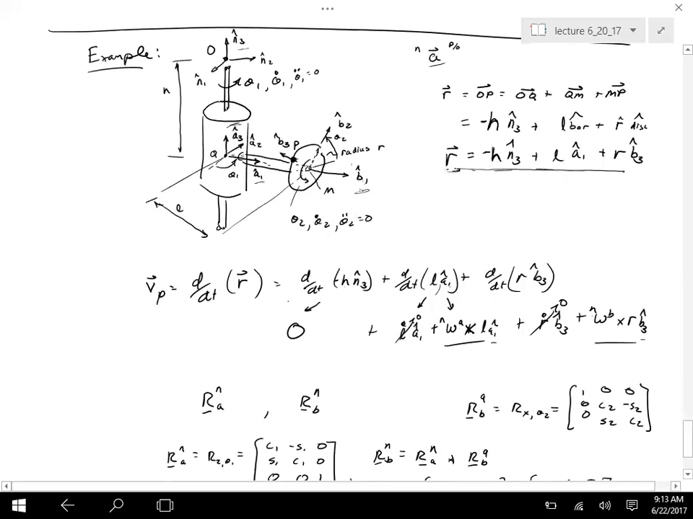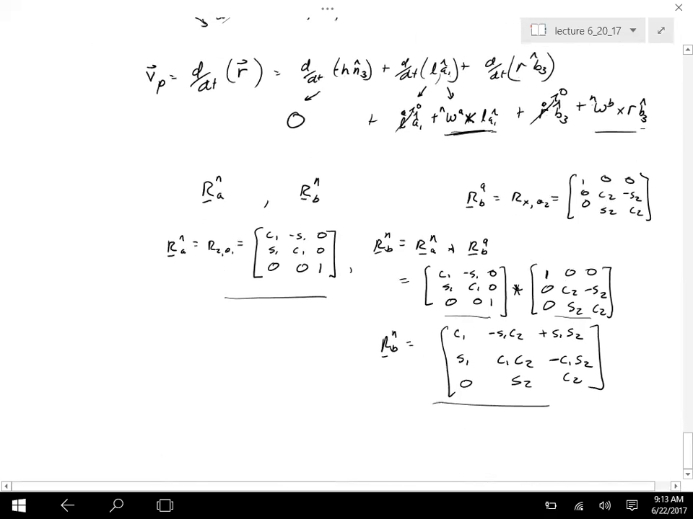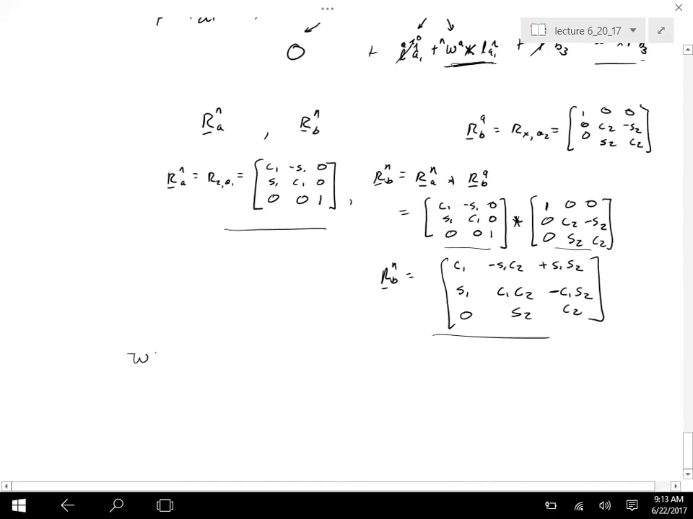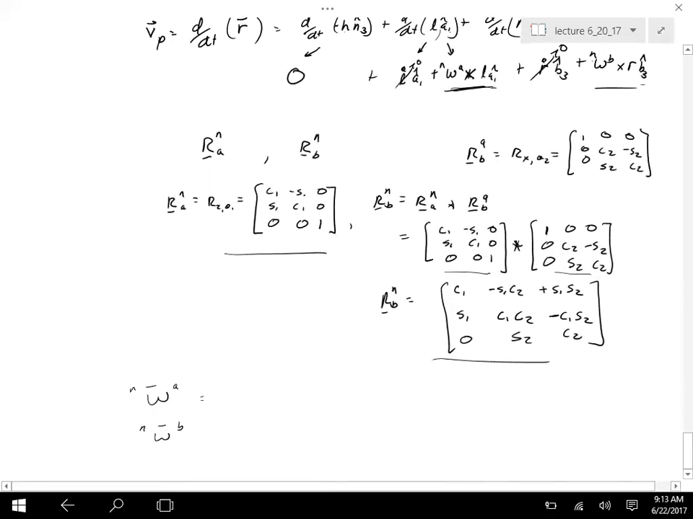Then I took the derivative. I noticed that some of these terms just went to 0. I dropped lots of terms that went to 0, and I end up with these 2. The angular velocity of A with respect to N crossed with this L in the A1 direction, plus the angular velocity of B with respect to N crossed with r in the B3. So I need the angular velocity of A with respect to N, and I need the angular velocity of B with respect to N. Correct? That's what came from that equation. Yes, I need those 2.